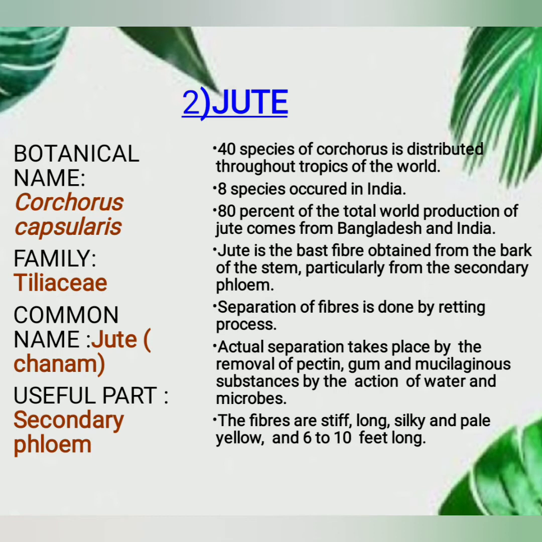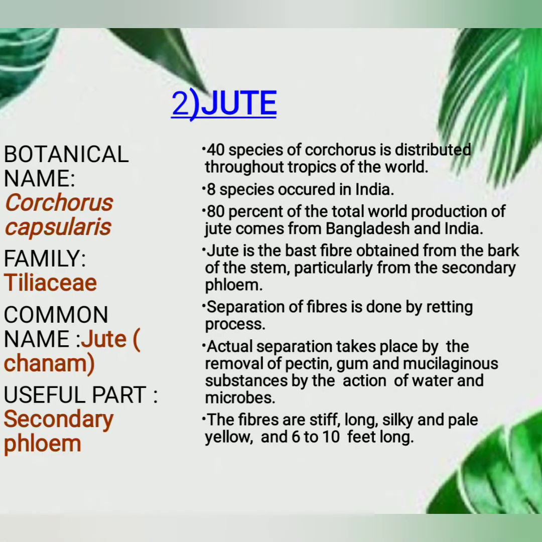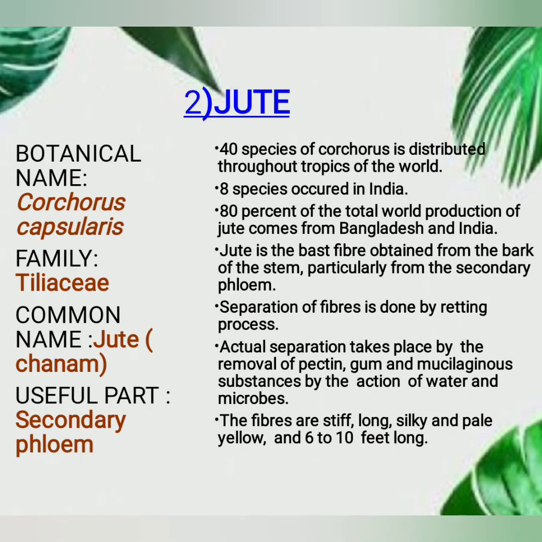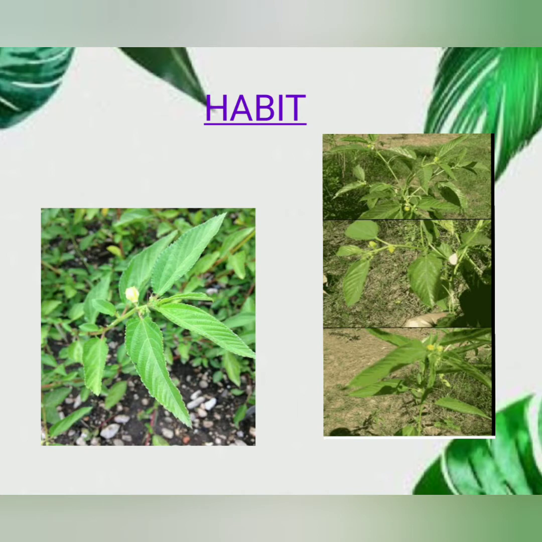Separation of fibers is done by retting process. Actual separation takes place by the removal of pectin, gum and mucilaginous substances by the action of water and microbes. The fibers are stiff, long, silky and pale yellow and 6 to 10 feet long. The next slide shows the habit of jute.